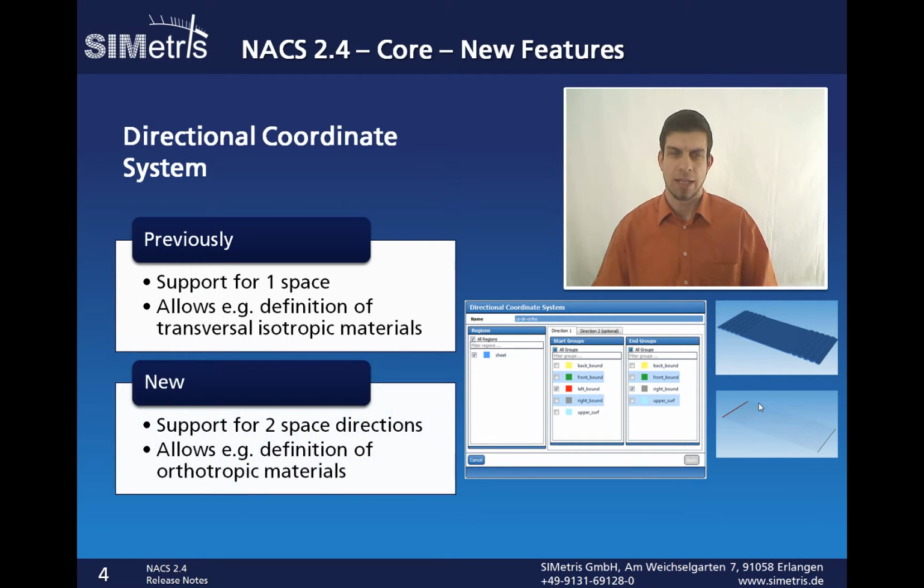Now we also added support for specifying a second space direction, and this is depicted here in the lower picture. The second direction is also defined by a start group and an end group, and this will allow you, for example, to specify orthotropic material behavior.